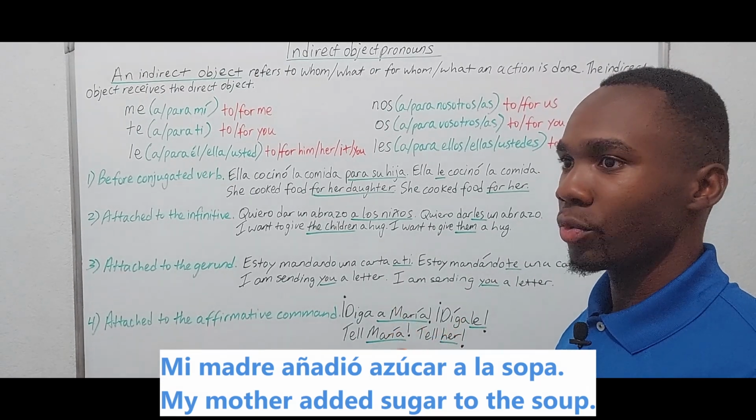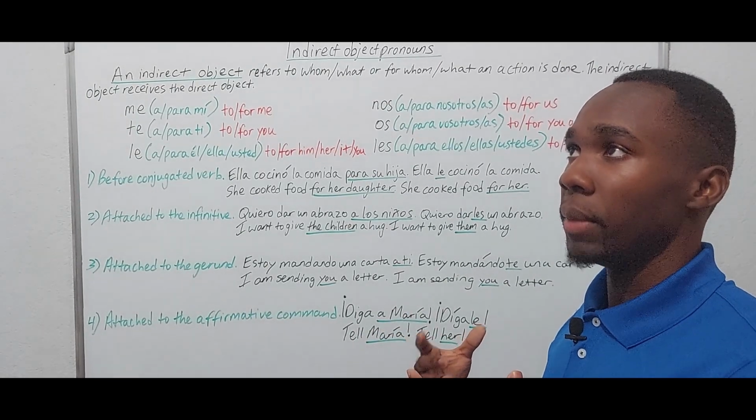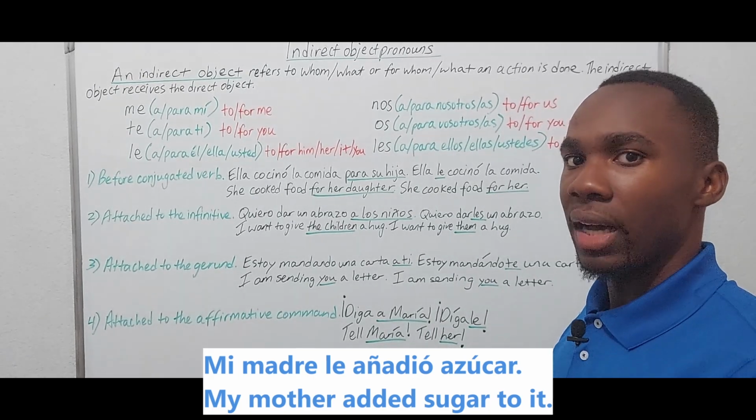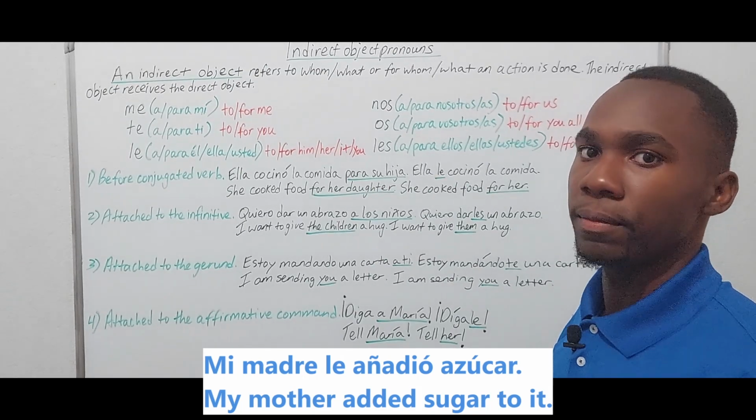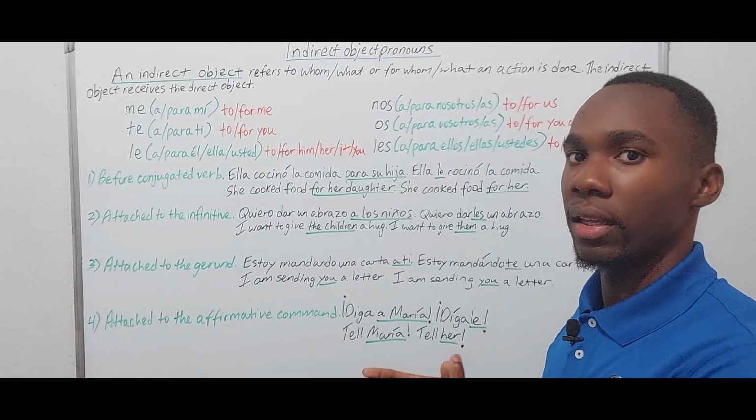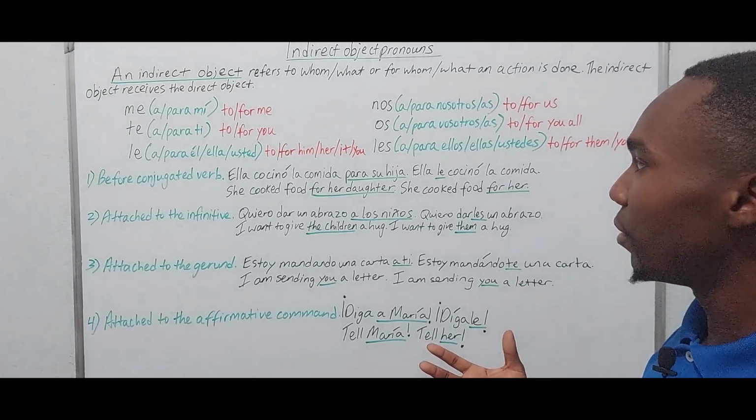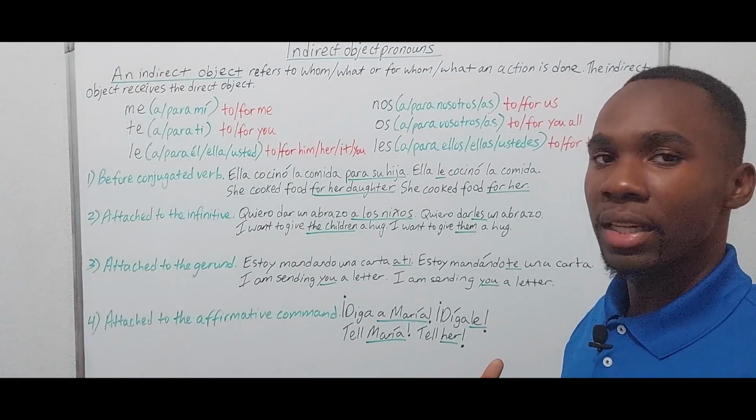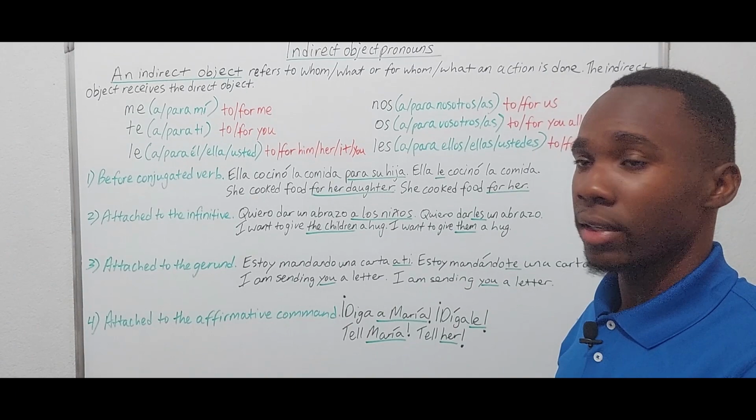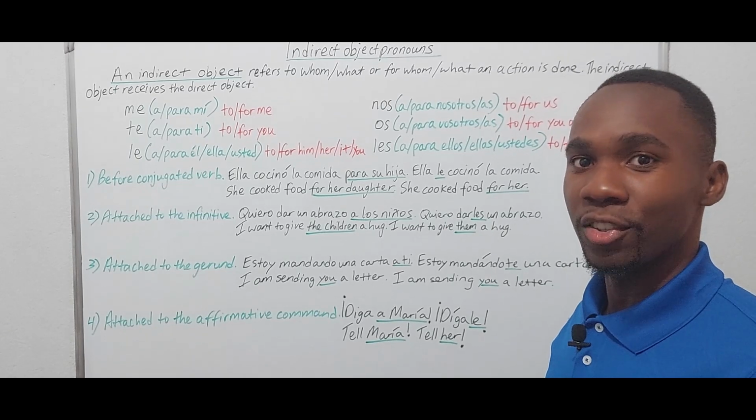So in that case, we would change that up by saying, mi madre le añadió azúcar. My mother added sugar to it. You see? So the indirect object can be a person or it can be a thing. Okay? So this is basically it for indirect objects. I know this is a bit difficult, so you'll have to probably watch this a couple times in order to fully grasp it. But we will test ourselves and see how much we understand.